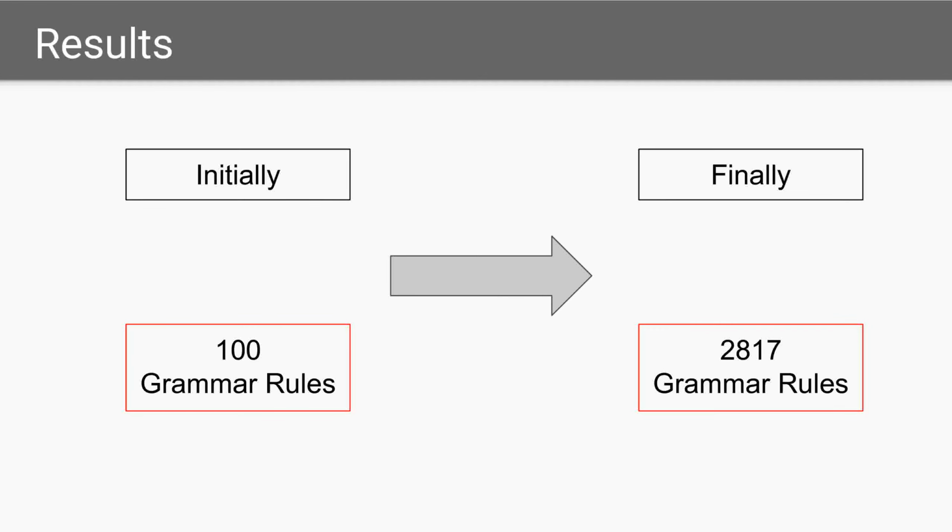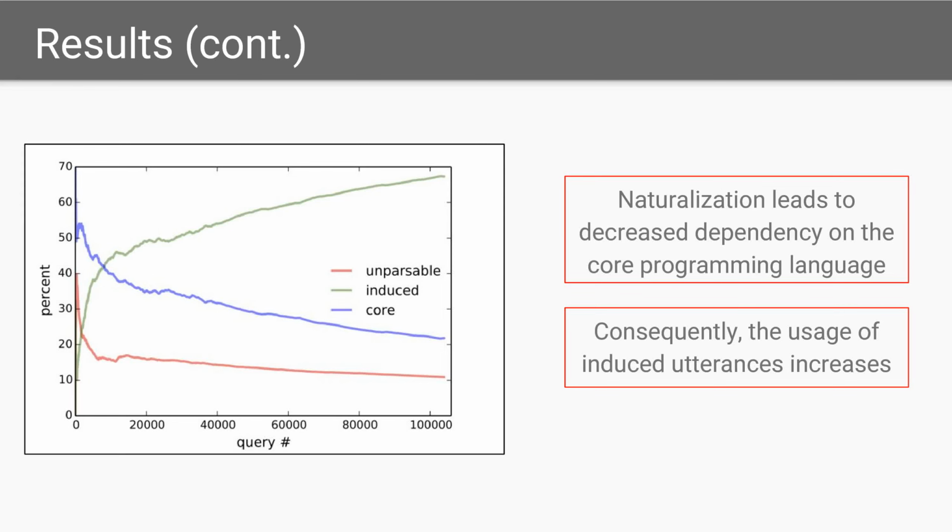The results showed that the number of grammar rules went up to 2,817 from an initial 100. Furthermore, there was a visible increase in the usage of induced utterances for the creation of objects, and a decrease in the dependency on the core language, proving that the workers were indeed using naturalization.